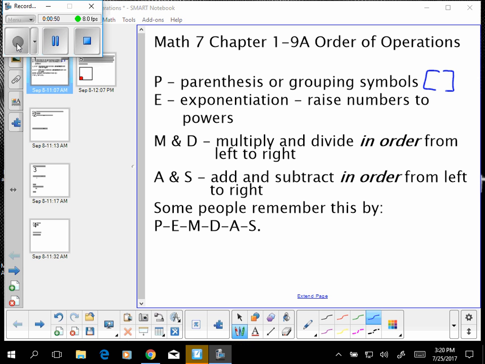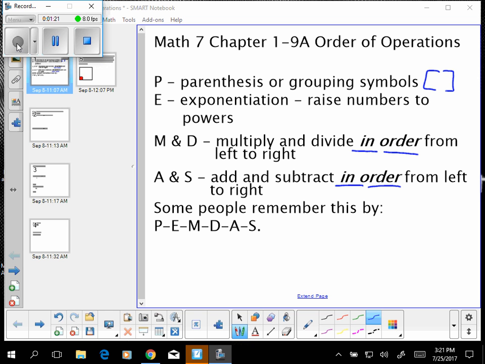Next, we look for multiplication and division in order. And since we read from left to right, that's how we work the problem, from left to right. If we've taken care of parentheses, taking care of exponentiation, if we've taken care of multiply and divide, lastly we take care of the addition and subtraction, and again note that that is in order from left to right.